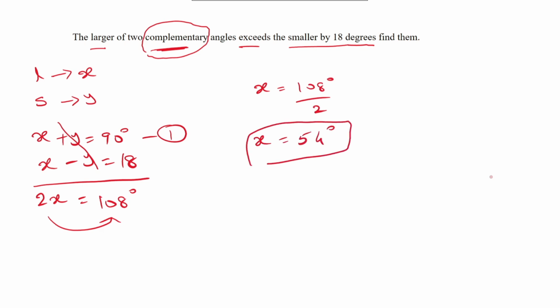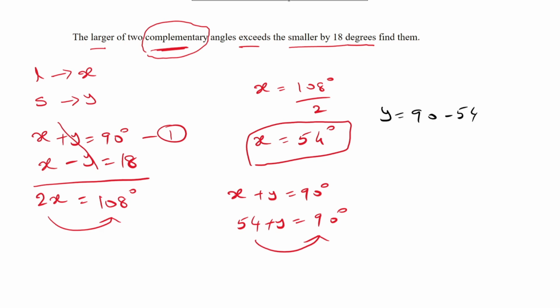Substituting this x value in any one of the equations, I'm taking the first equation, that is x plus y equals 90 degrees. x is 54 plus y equals 90 degrees. Taking 54 to the right side, it becomes subtraction. y equals 90 minus 54. y equals 36 degrees. So those two angles are 54 degrees and 36 degrees.